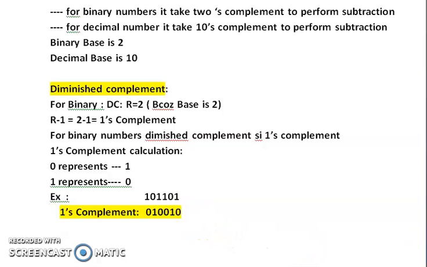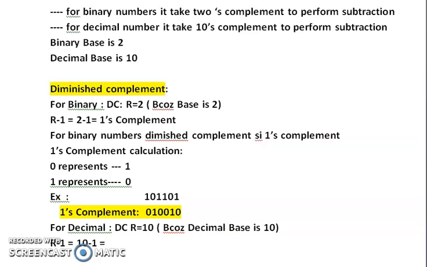For the diminished complement in decimal, R equals 10, because the decimal base value is 10. So R minus 1 is equal to 10 minus 1, which is equal to 9. So it is the 9's complement.